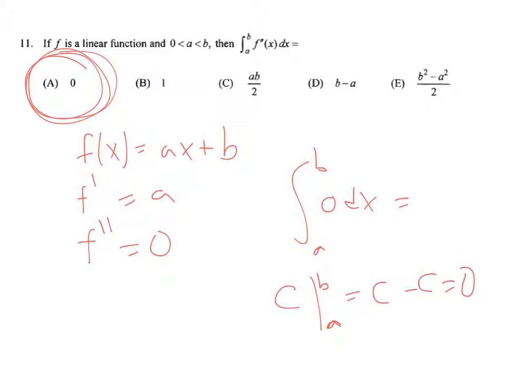The other way of thinking about it is that you're finding the area under the curve y equals 0 from a to b, and that's going to have no area under that one. So for 11, the answer is A.